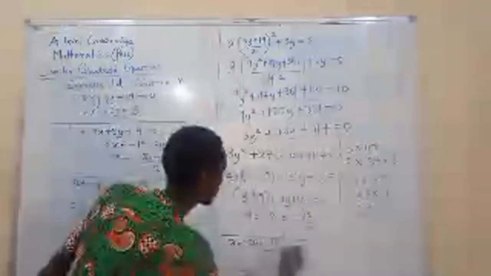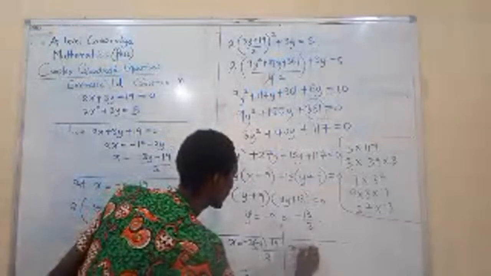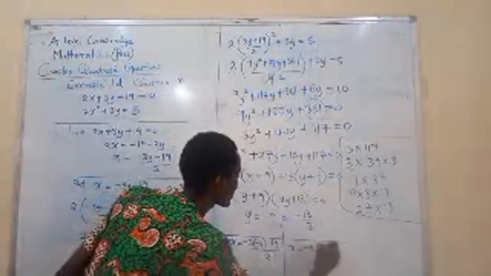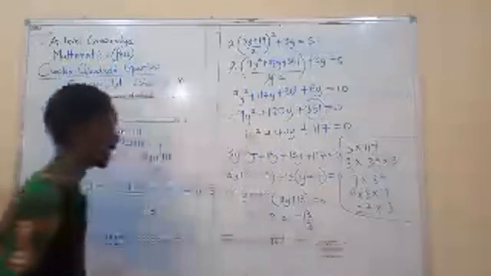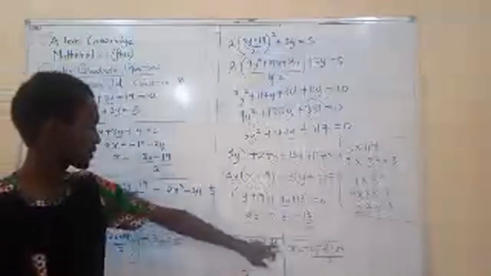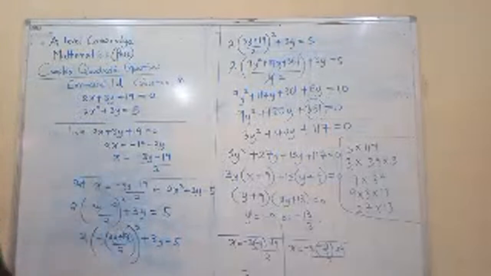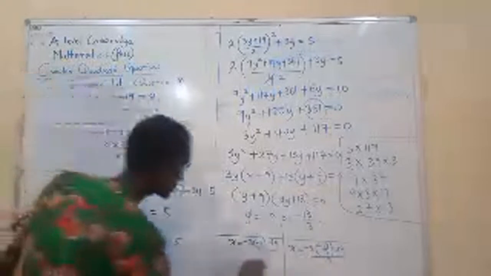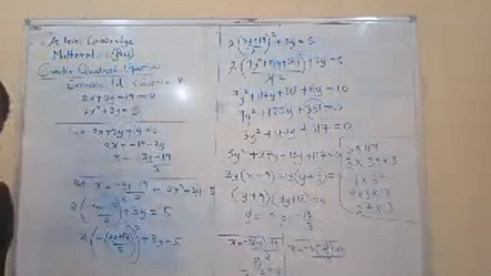Come here, you say what? x will be equal to negative 3 into negative 13 over 3 minus 19 all over 2. And your calculator can also help you to do that. If you do your manipulation correctly, this will be like 27 minus 19. 27 minus 19 gives you what? Is that 8? Confirm. 8 divided by 2, and that will give you 4.